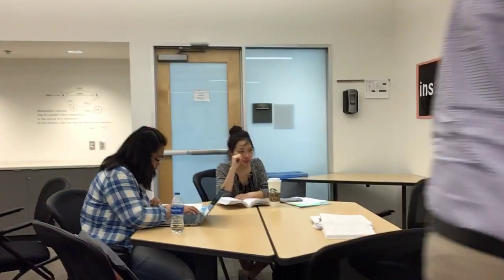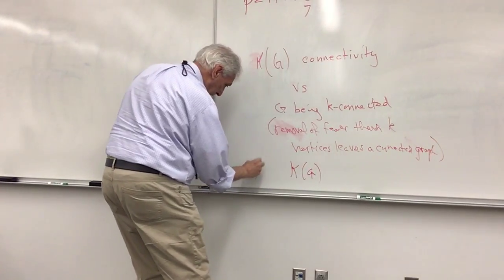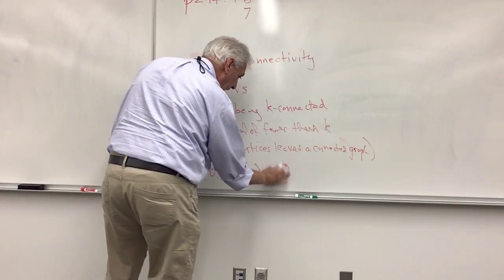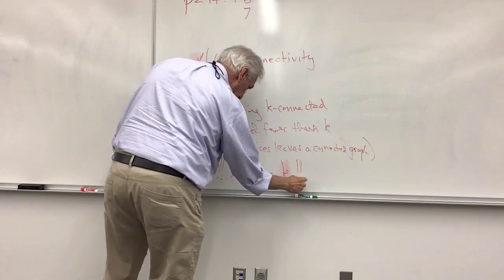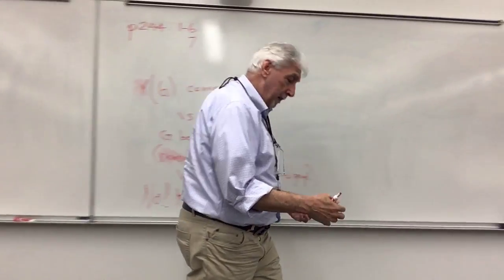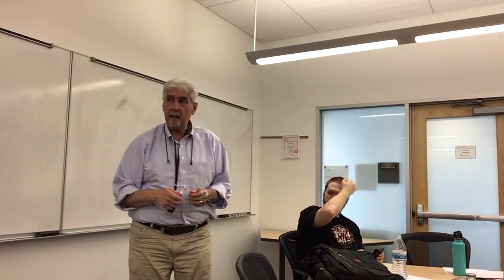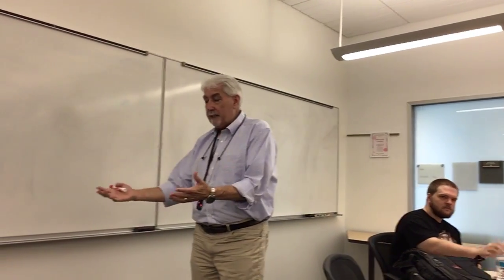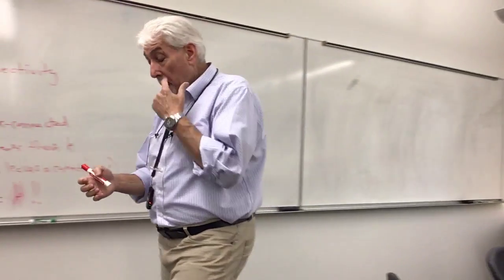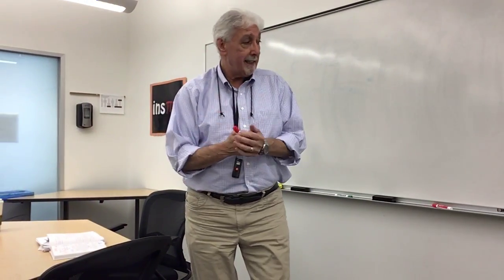This doesn't mean that the connectivity, let me make this clear, the connectivity doesn't necessarily equal K. But it means that the connectivity is at least K. One more time, the removal of any set of fewer than K vertices leaves a connected graph. So if I was going to disconnect the graph, I would have to remove more than K minus 1 vertices. So we know that the connectivity is at least K, but we don't know that it is exactly K.